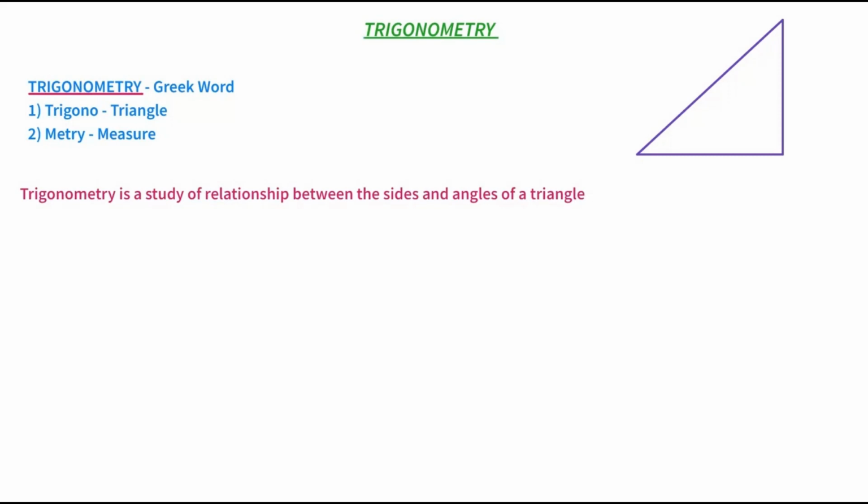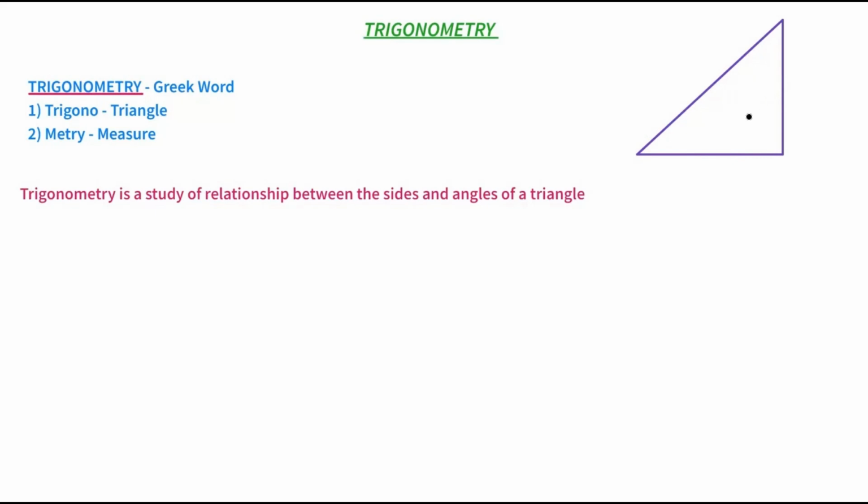A triangle has three sides and three angles. So trigonometry is the study of the relation between the sides and angles of a triangle. We are going to study the relationship between these three angles and three sides.